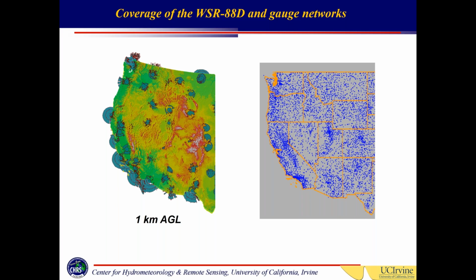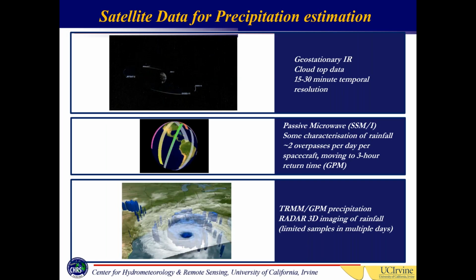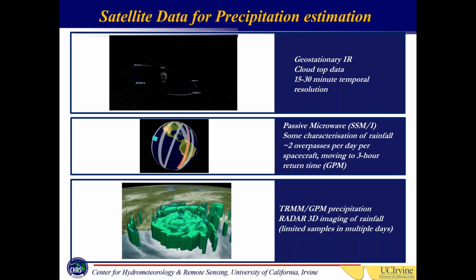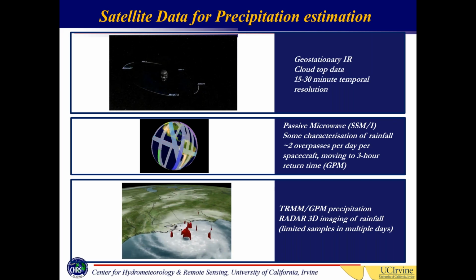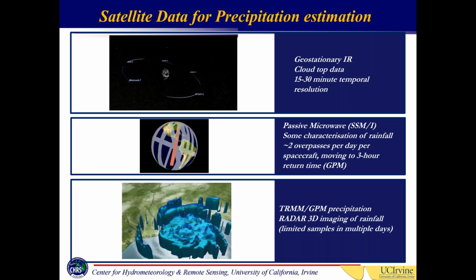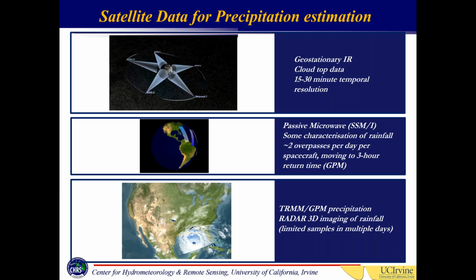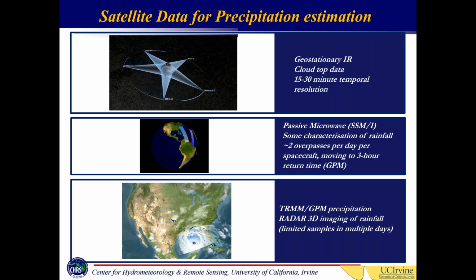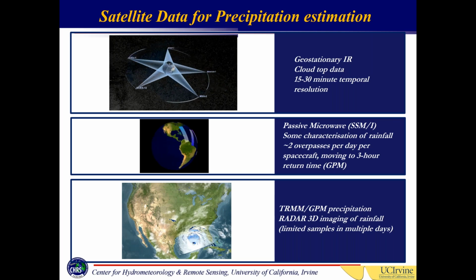So satellite has the advantages of spatial and temporal coverage for precipitation sensing. For a geostationary satellite, it's pretty much every 30 minutes. From a lower orbit satellite, it comes back from time to time. But of course, they do have different types of sensor packages.